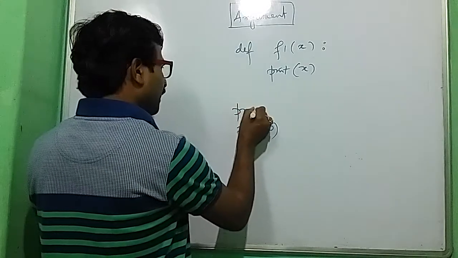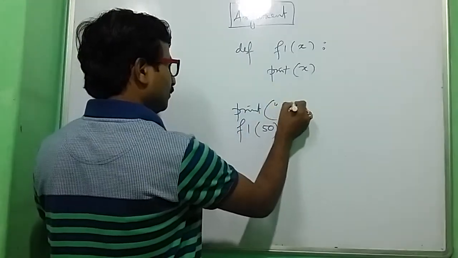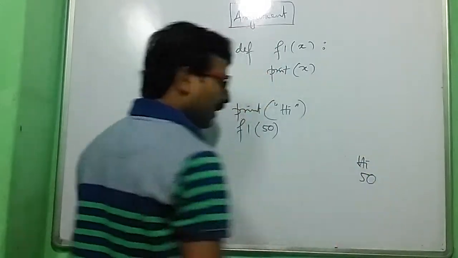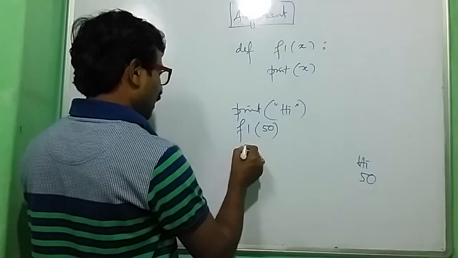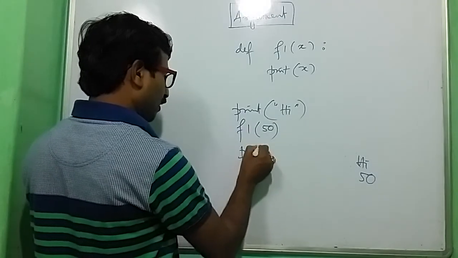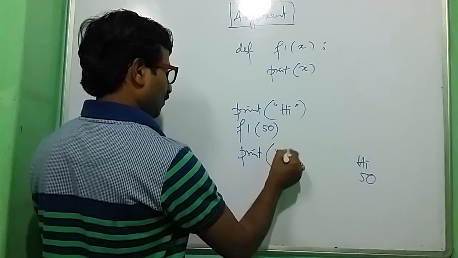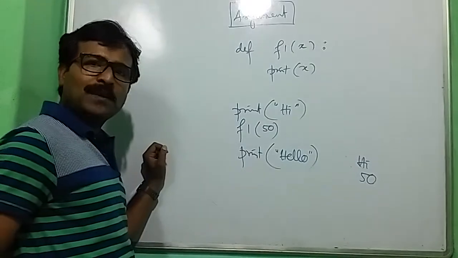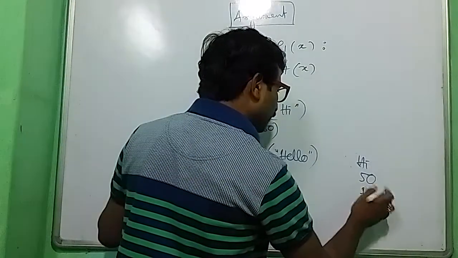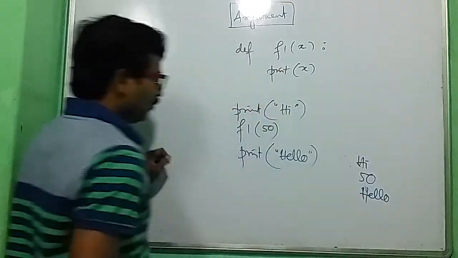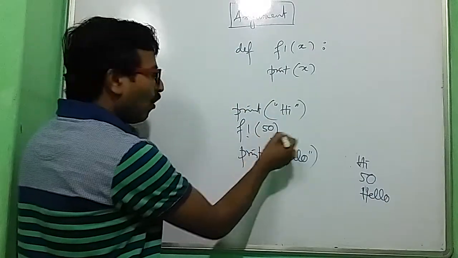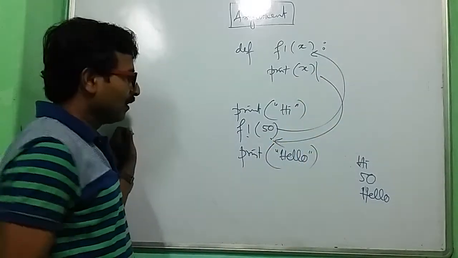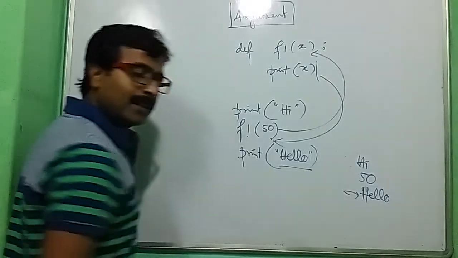Now over here write one print statement hi. Then what should be the output? First hi, then 50. Okay. Then write down one statement over here, print, suppose hello. Then what should be the output? Hello will be over here. So that means hi, then function call, so it will go here, execute and then come back. That happens. After that print hello, so hello is printed.